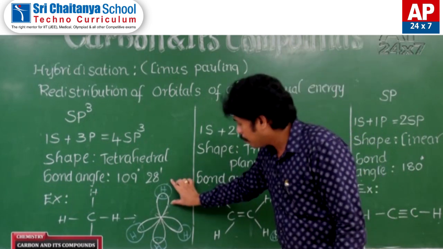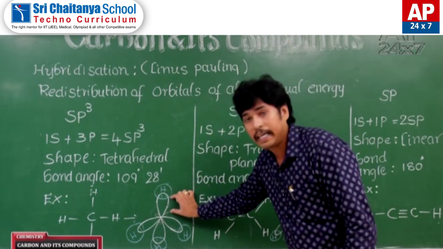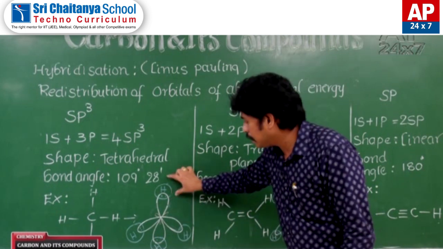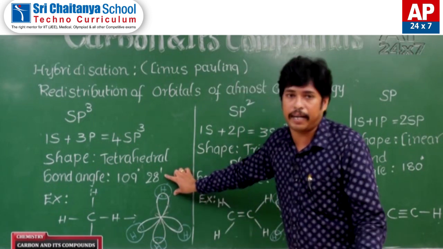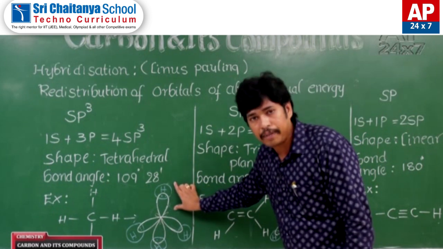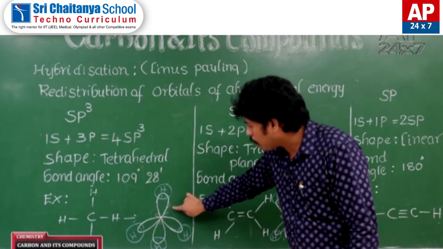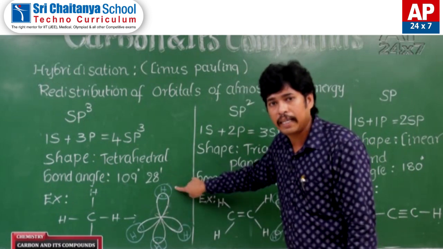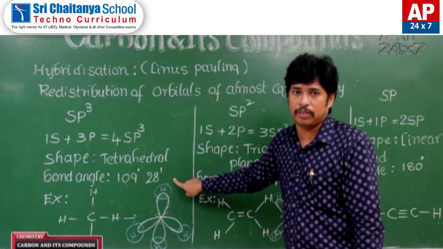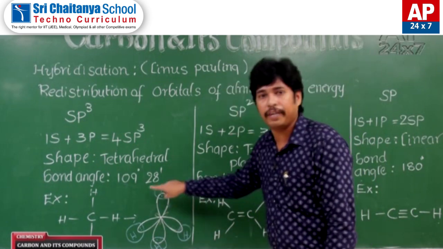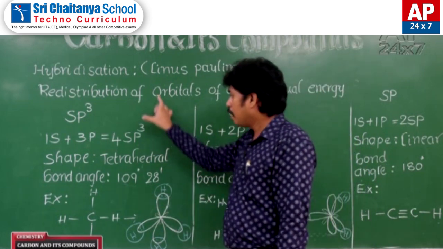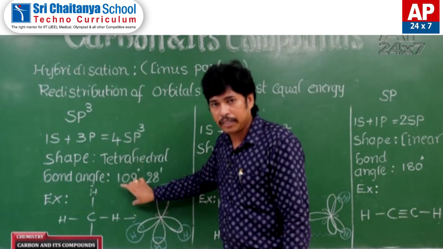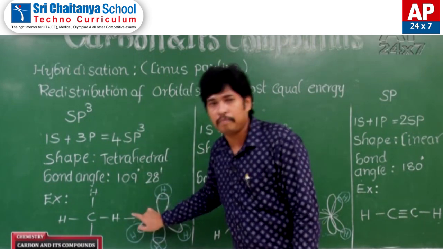Here, the first bond, if I take, is formed between an sp3 hybrid orbital and the 1s orbital of hydrogen. So this bond is formed by an sp3 hybrid orbital and a 1s pure orbital of hydrogen. Like that, 4 different bonds we can observe. So this is sp3 hybridization observed in the methane molecule.